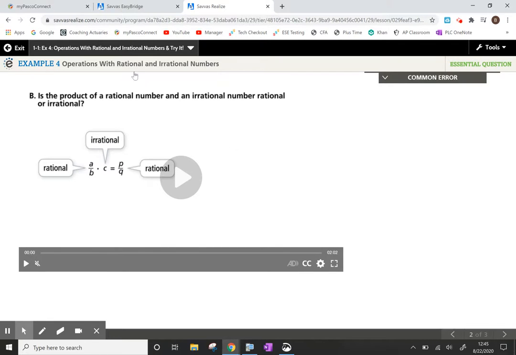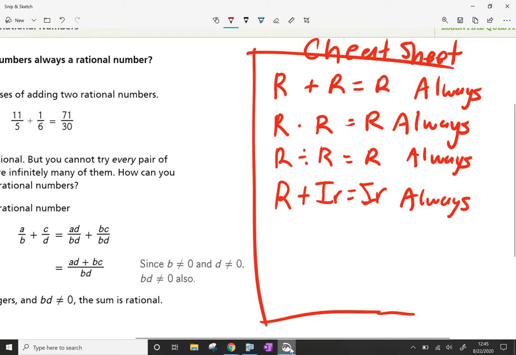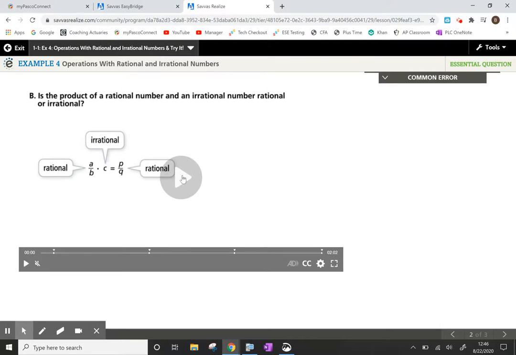All right. Is the product of a rational number and an irrational number rational or irrational? So again, the question here is, for a cheat sheet, we're going to have a rational number times an irrational number. And the question is, what's it going to equal? Will it equal a rational number or will it equal an irrational number? Well, let's see what they say in the video.